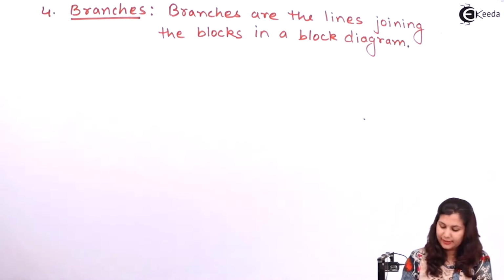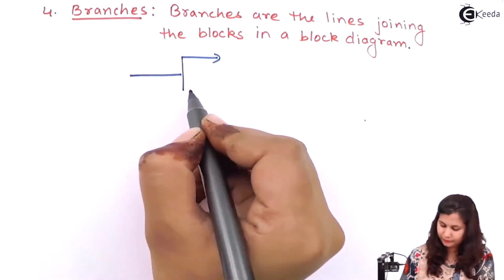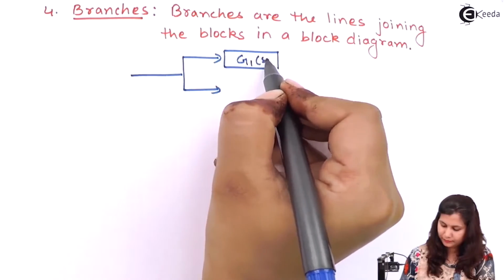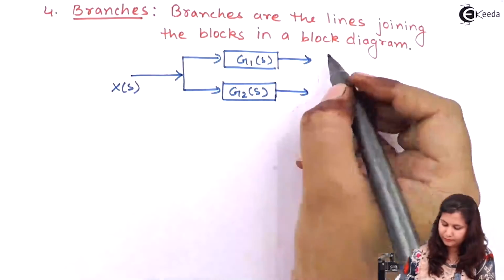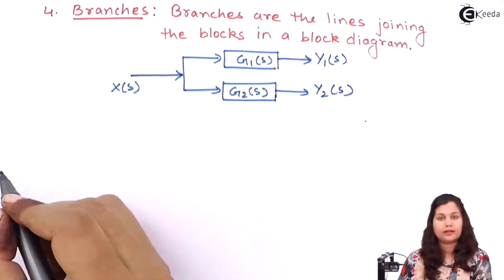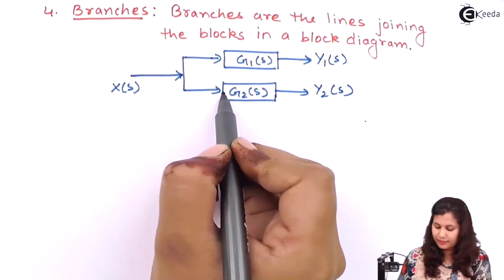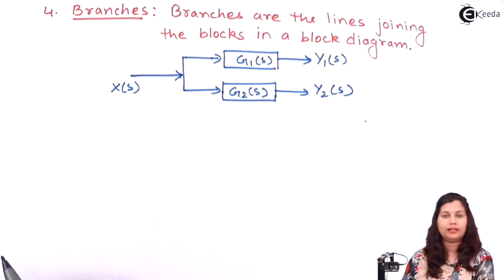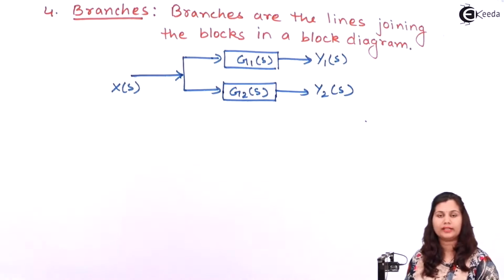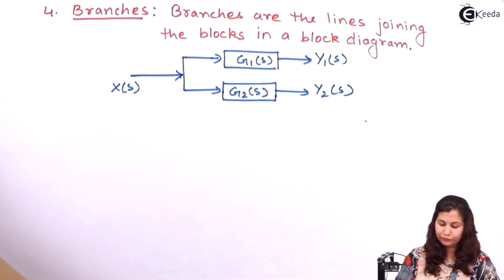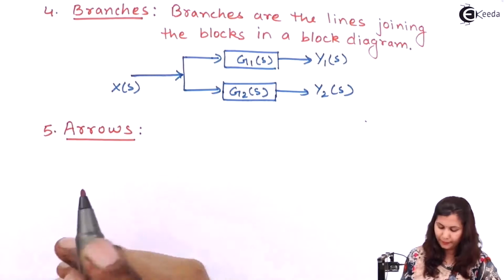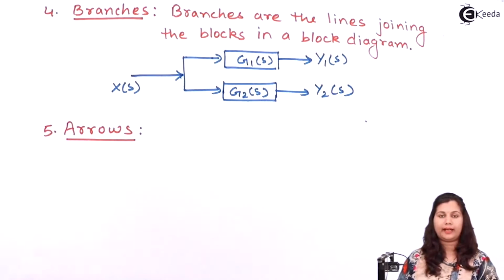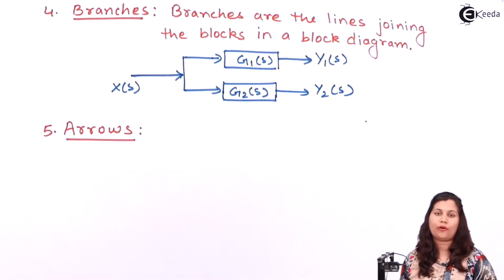The example of branches is this. These are the branches. So these branches are the lines which are joining the blocks in a block diagram. Now the fifth component is arrows. Arrows are used in a block diagram to indicate the direction of flow of these signals in a system.